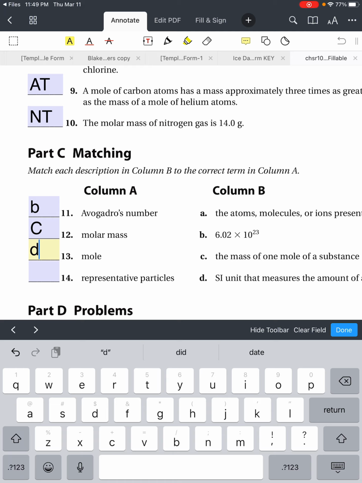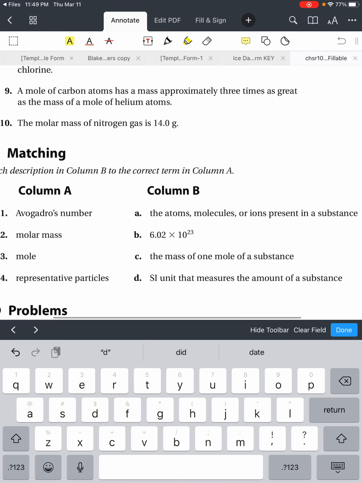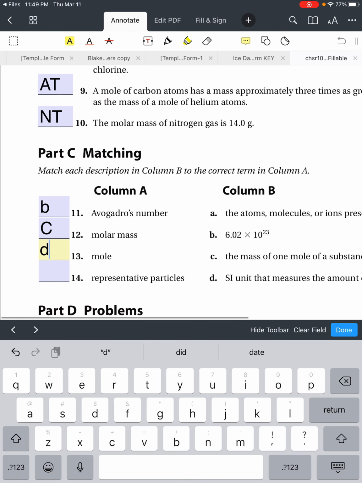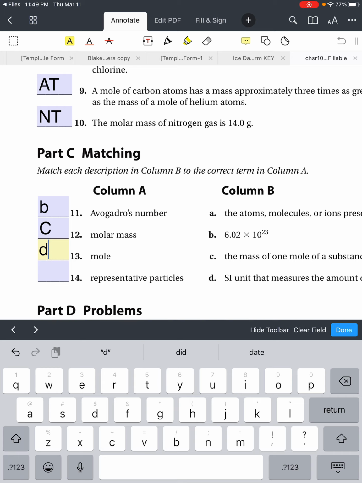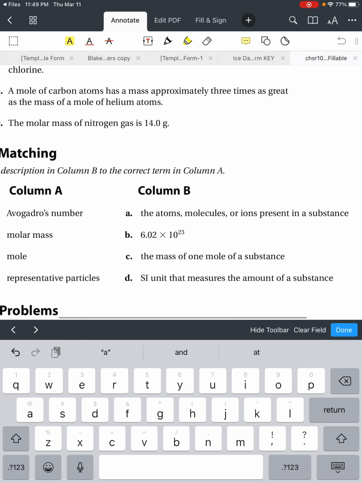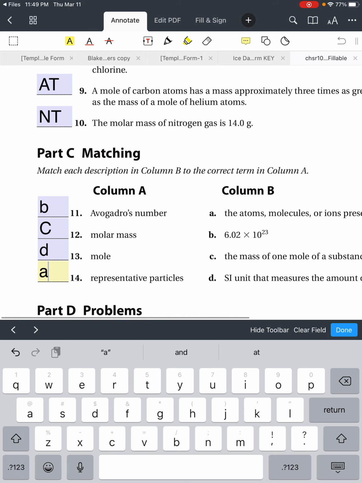And finally, representative particles can be atoms, molecules, ions. Technically, I guess you could have a mole of anything, but representative particles pretty much include those. Explain why we said sometimes true when they said representative particles are a molecule. And so that would be A.